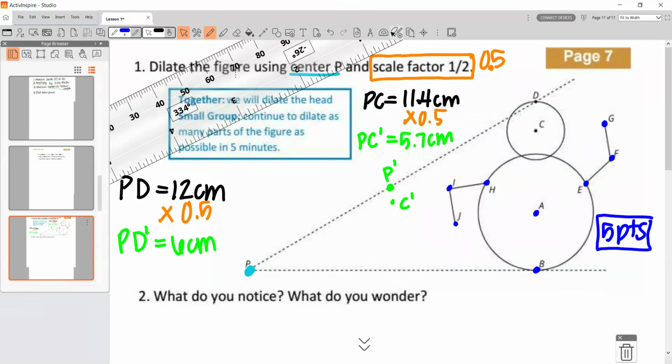And if you want to get the circles, the way that you get the circles would be, once you've got the center, and let me get my compass here.